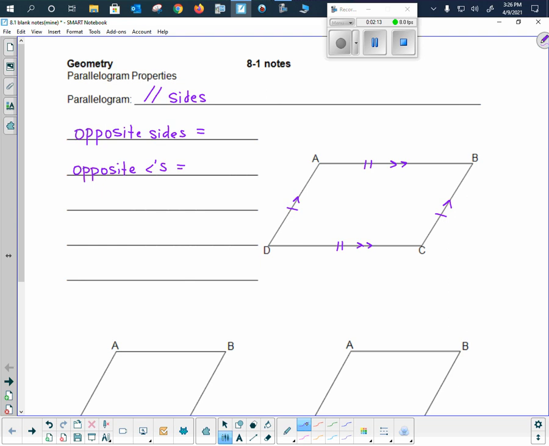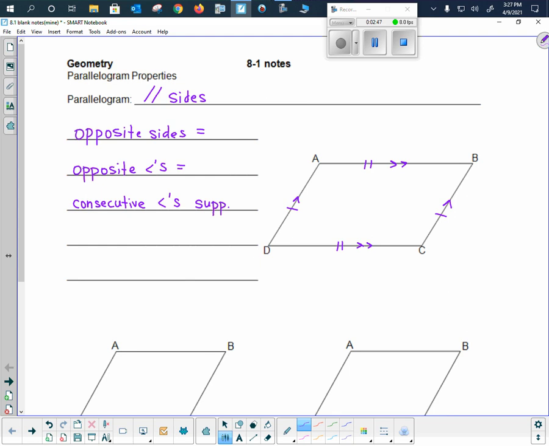Next, consecutive angles. Before I tell you about consecutive angles, what does consecutive mean? Consecutive means in order, like consecutive numbers 1, 2, 3, 4. So consecutive angles means they're right next to each other, in order. Consecutive angles are supplementary, which I'm just going to abbreviate sup, meaning they add to 180.